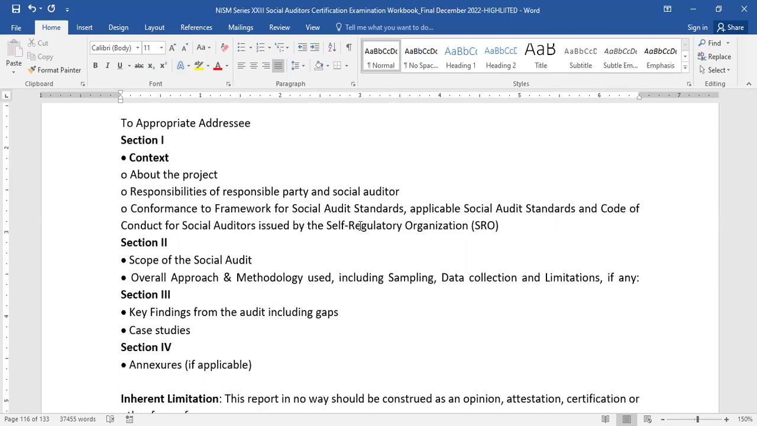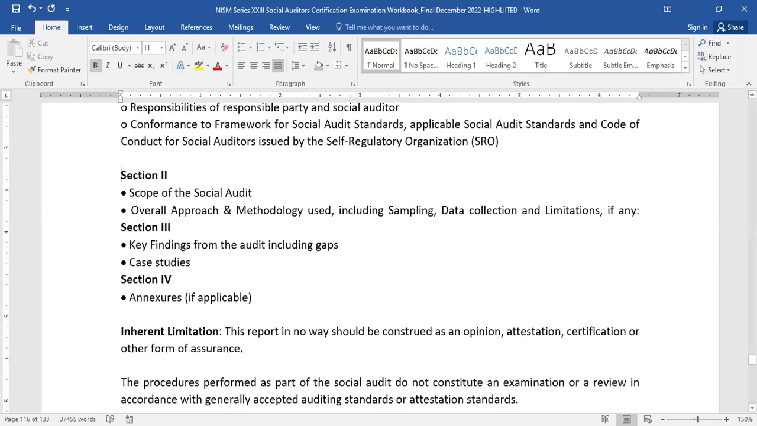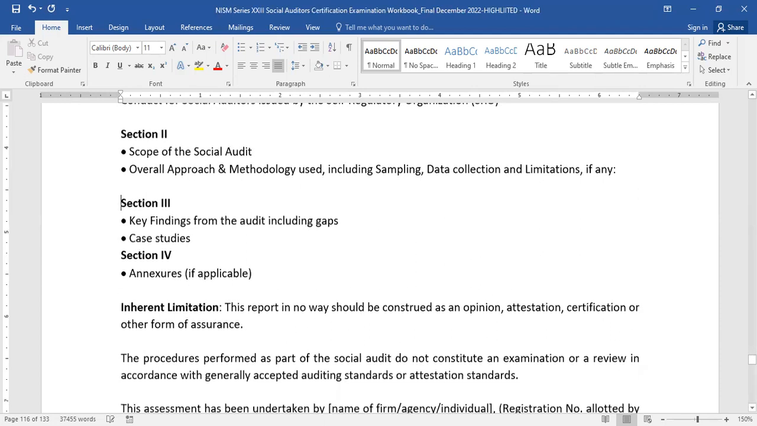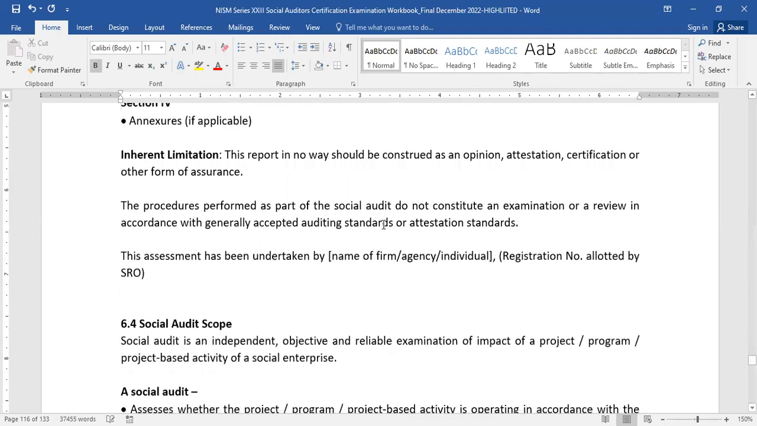conformance to framework for social audit standards, applicable social audit standards, and code of conduct of the social auditor issued by the self-regulatory organization. सेक्शन 2 में हम डाल सकते हैं स्कोप ऑफ सोशल ऑडिट, overall approach and methodology used, including sampling, data collection, and limitations, if any. Section 3 हम बना सकते हैं key findings from the audit, including gaps और case studies के बारे में. Section 4 के बारे में हम annexes डाल सकते हैं, जिसके अंदर हम और डिटेल डाल सकते हैं.